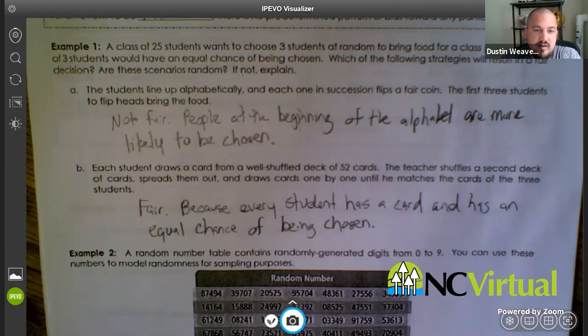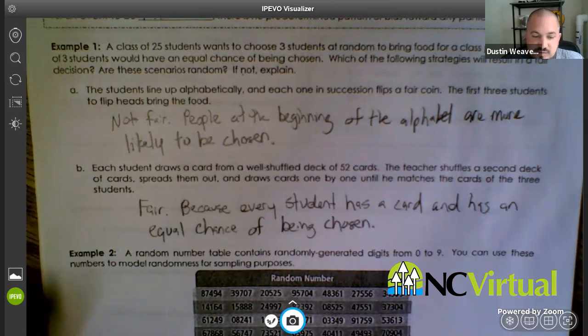So fair and random is what we're looking for, right? When we're talking about this, we're looking for something to be fair. We're looking for something to be random. So that's our goal in this. Our goal is to make something fair and to make something random. All right.